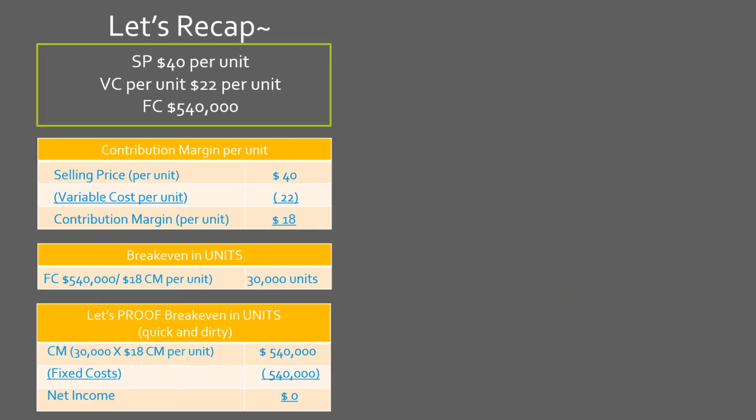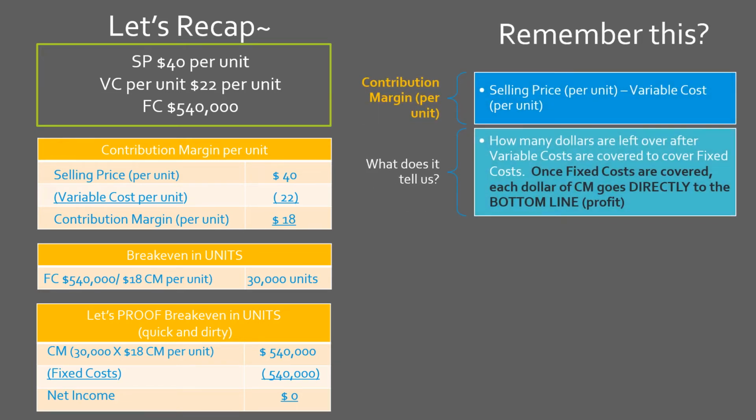So let's recap. Okay. We've calculated contribution margin per unit for this example. We've calculated break-even in units, and we've proofed that when we sell 30,000 units, our profit is zero. That is the definition of break-even. We also said at one point that once we passed break-even, right, and covered all of our fixed costs, the contribution margin would directly go to the bottom line for every unit that we sold past break-even.